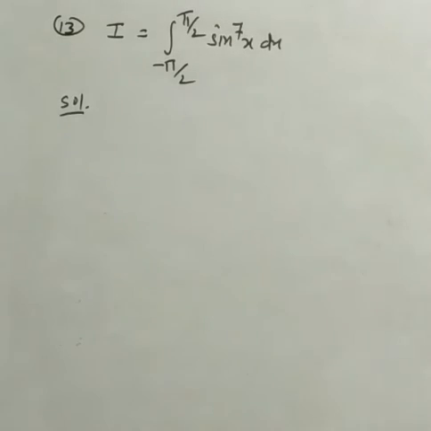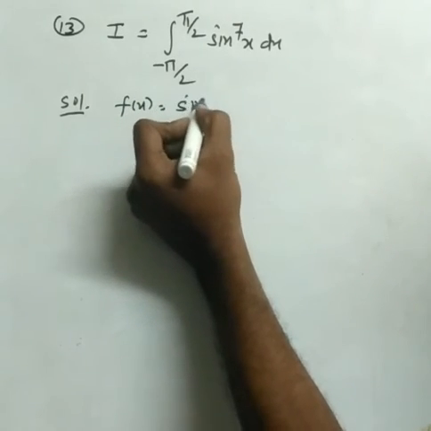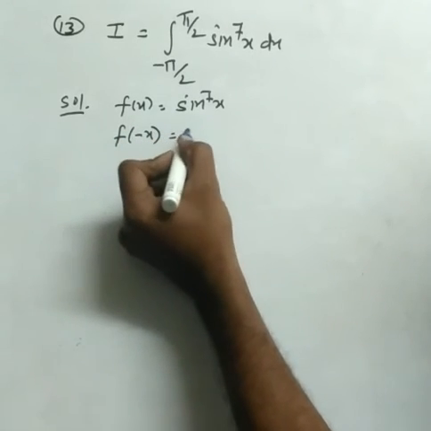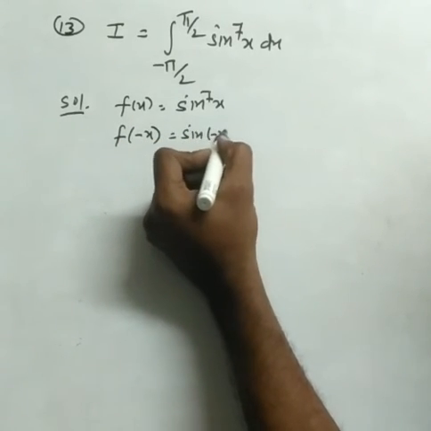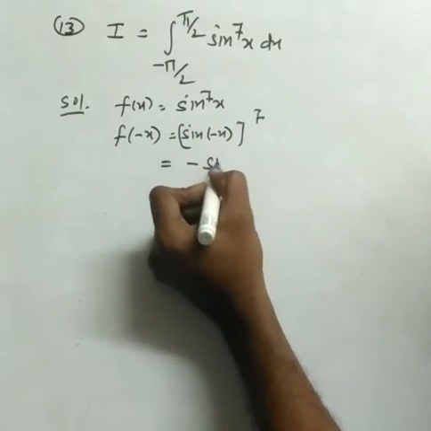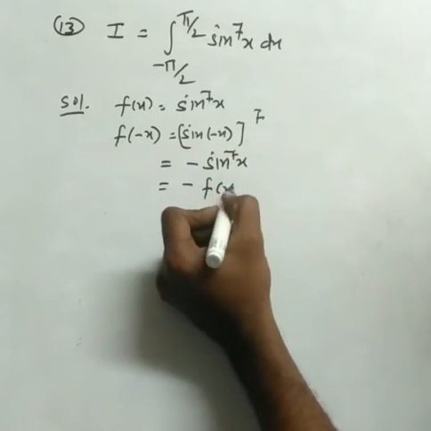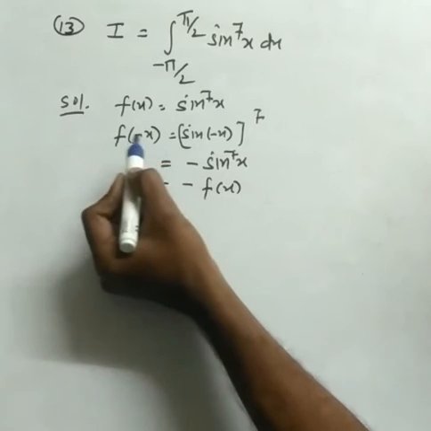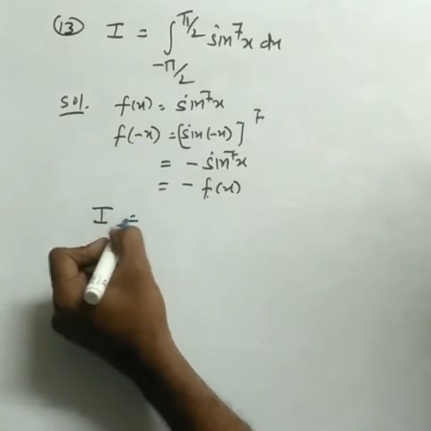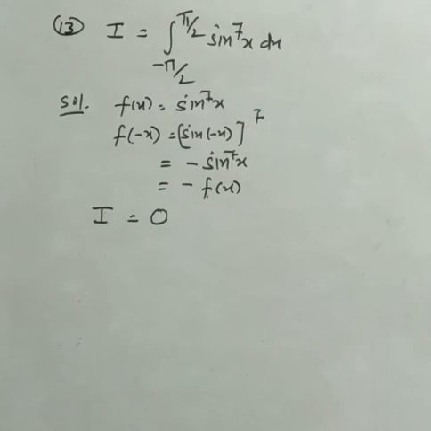Now in this integration, f(x) is given as sine power 7 x. f of minus x is sine of minus x whole power 7, which is minus of sine power 7 x, which is minus of f(x). Since f of minus x is equal to minus f(x), this is an odd function and the integration will be 0.